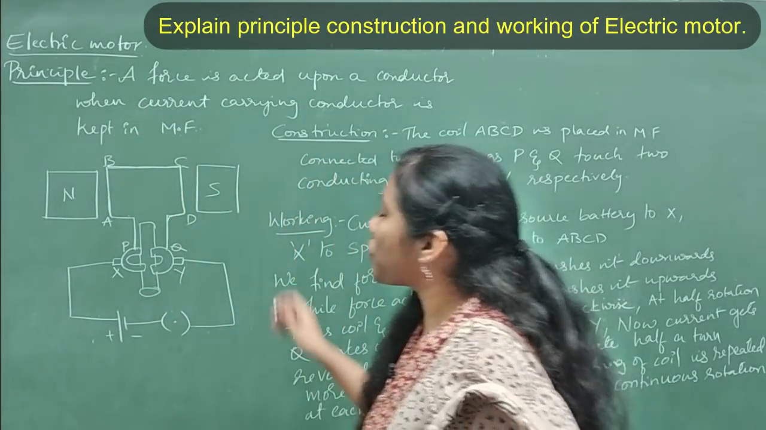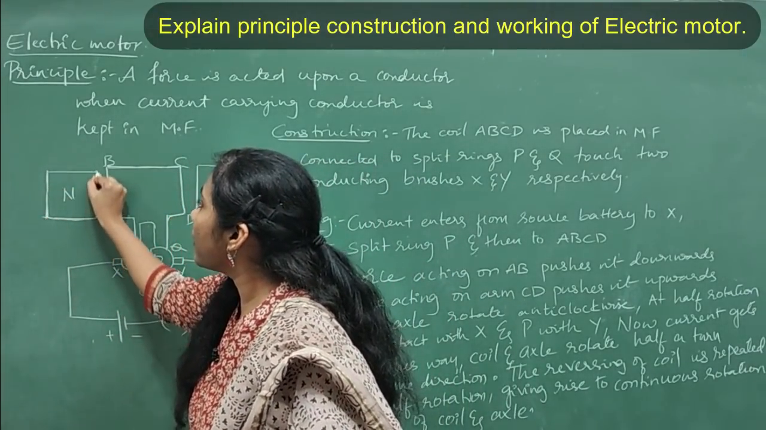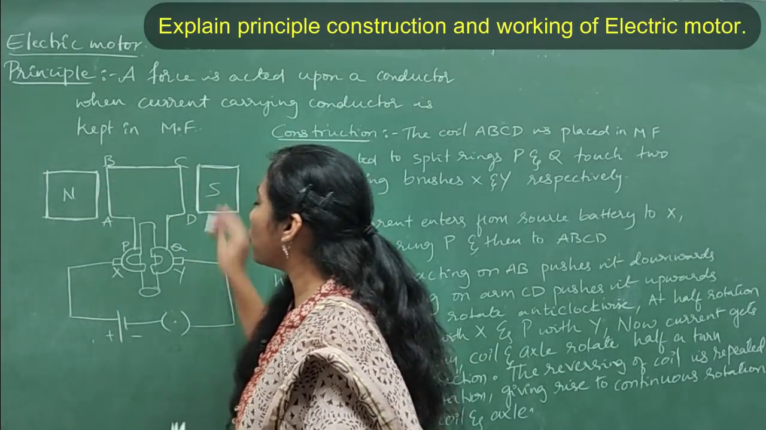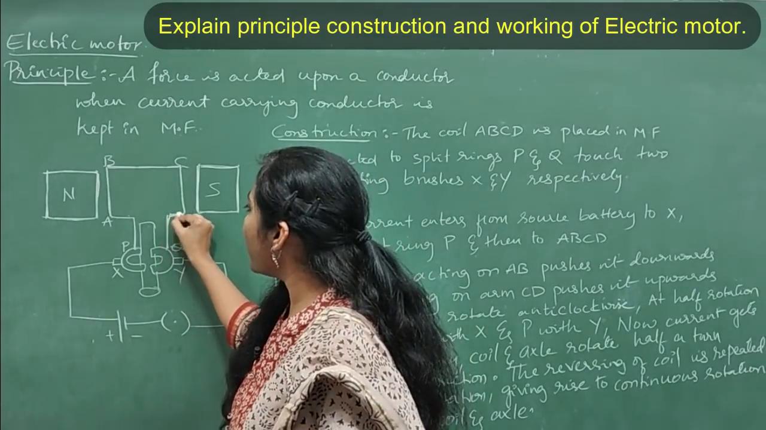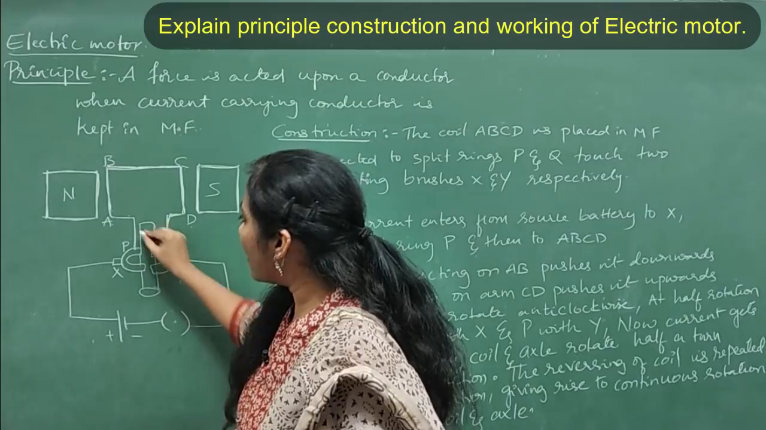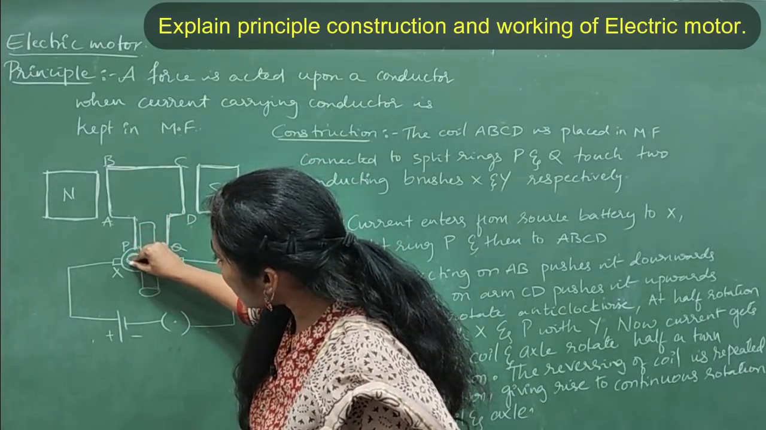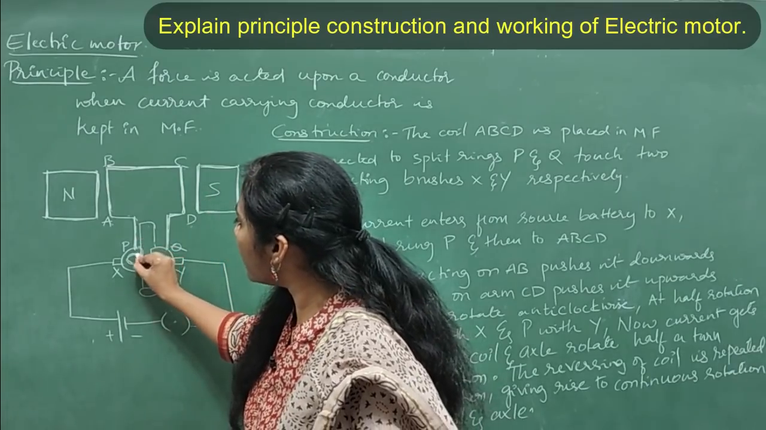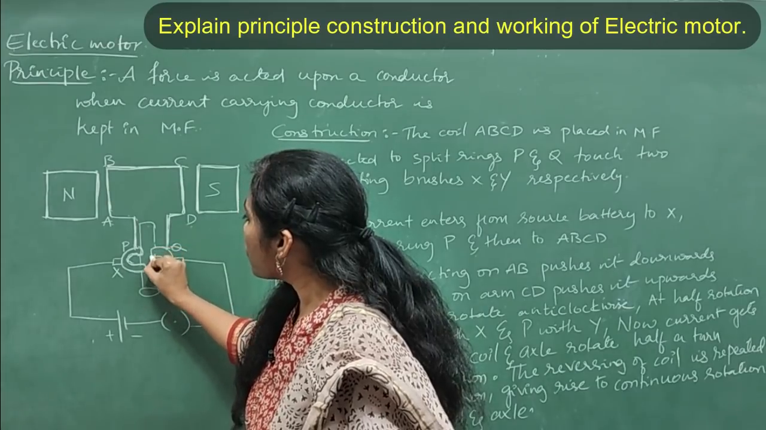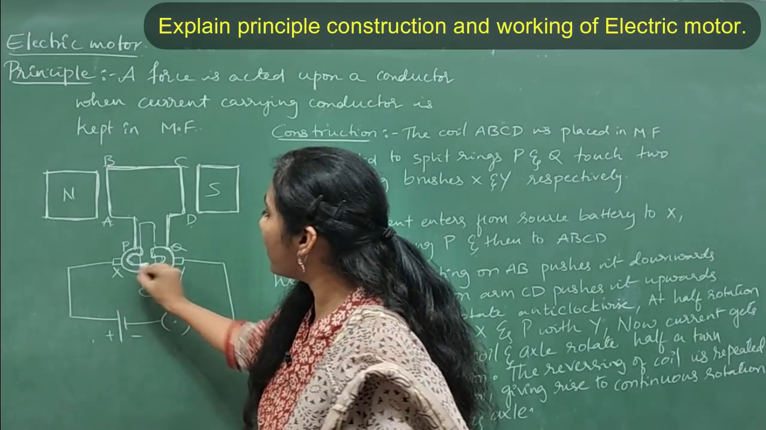And coming to the construction, construction means what you have taken here for the figure, you have to explain. Say you took a magnetic field with north and south pole, and this ABCD is what we call the armature coil. You see this armature coil is connected to split rings. It's very easy to draw the diagram. Just do it this way. So the coil is connected to split rings. These are our split rings.